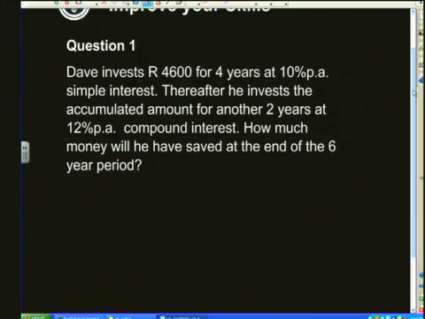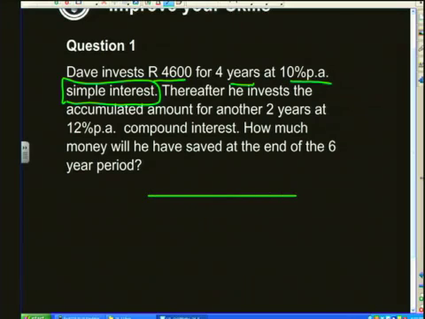We are told that Dave invests 4,600 Rand for 4 years at 10% per annum, simple interest. Very important point there. This is simple interest. So as said, we don't really need a timeline, but let's use one.